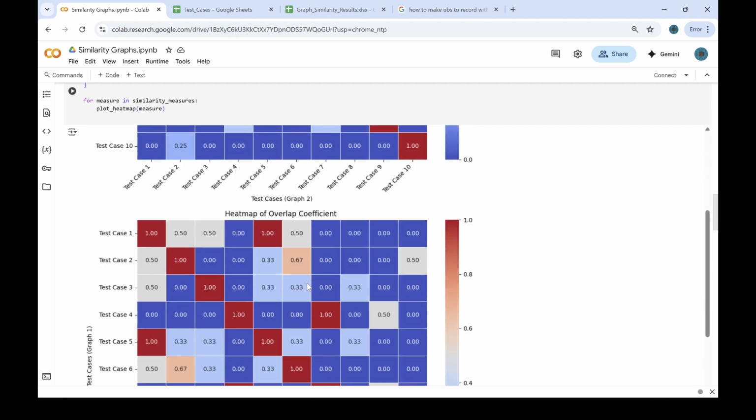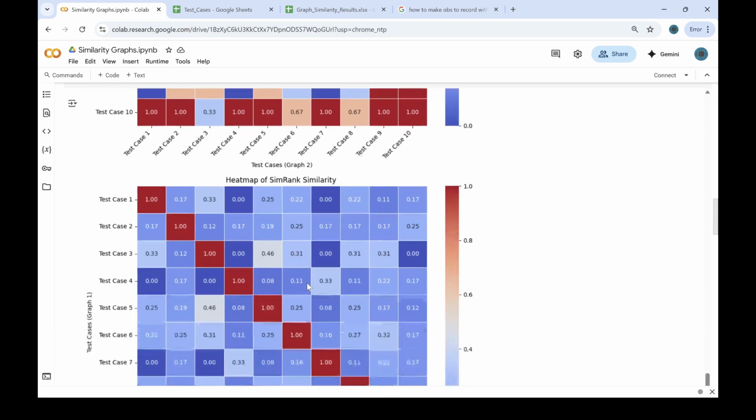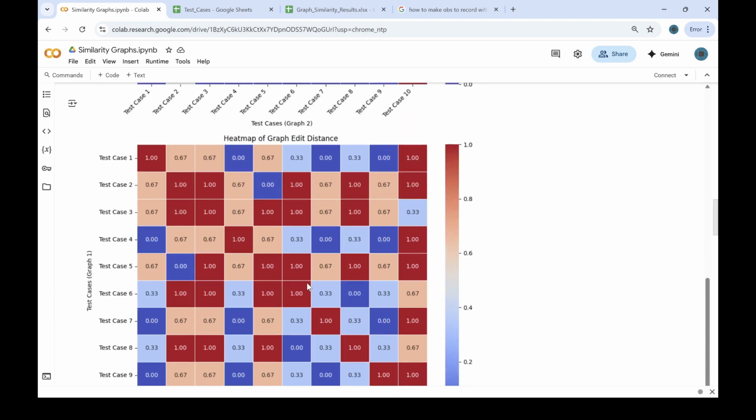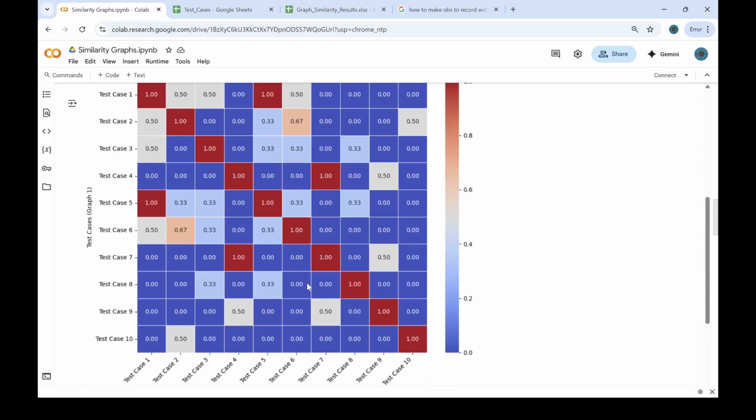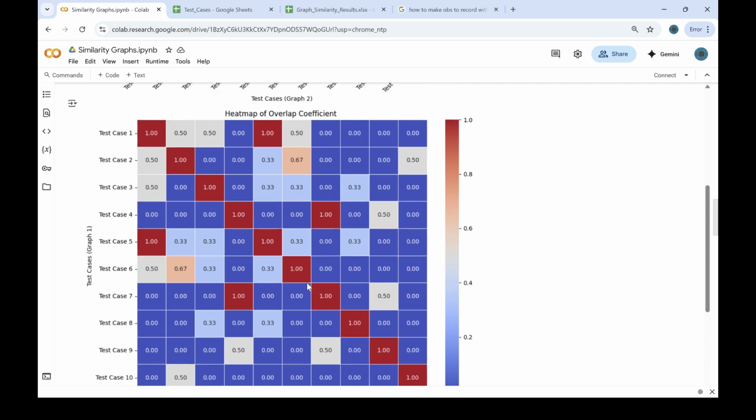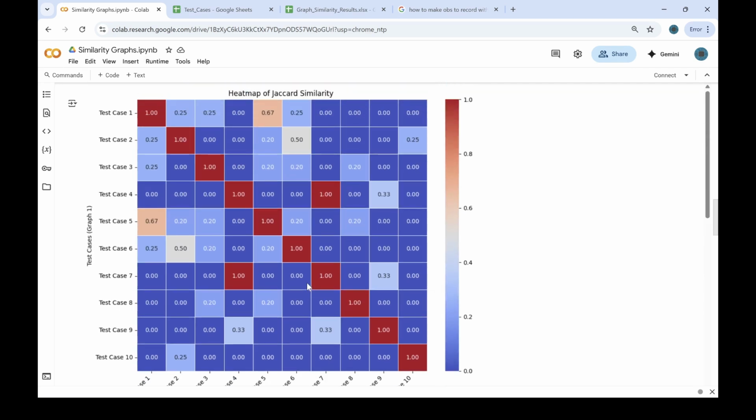Not only for this, for all four graphs, the darker cells represent higher similarity, helping us quickly visualize clusters of structurally related test cases. For example, the strong similarity between test case 1 and 5 suggests that they share substantial structural overlap, highlighting an opportunity to optimize the testing process by avoiding redundant testing of similar paths.